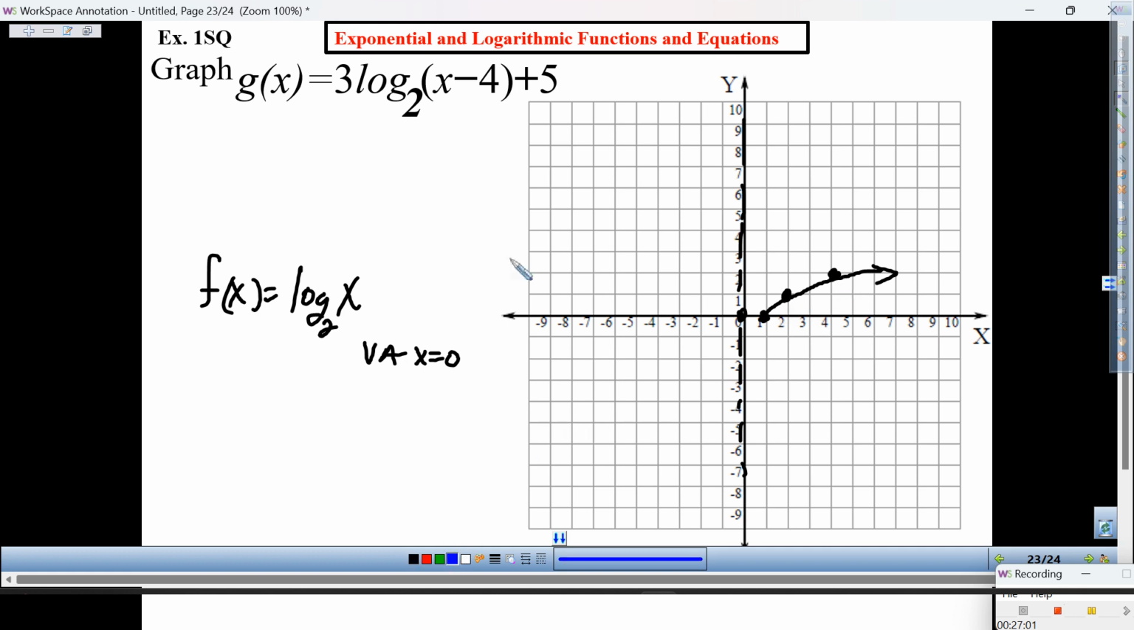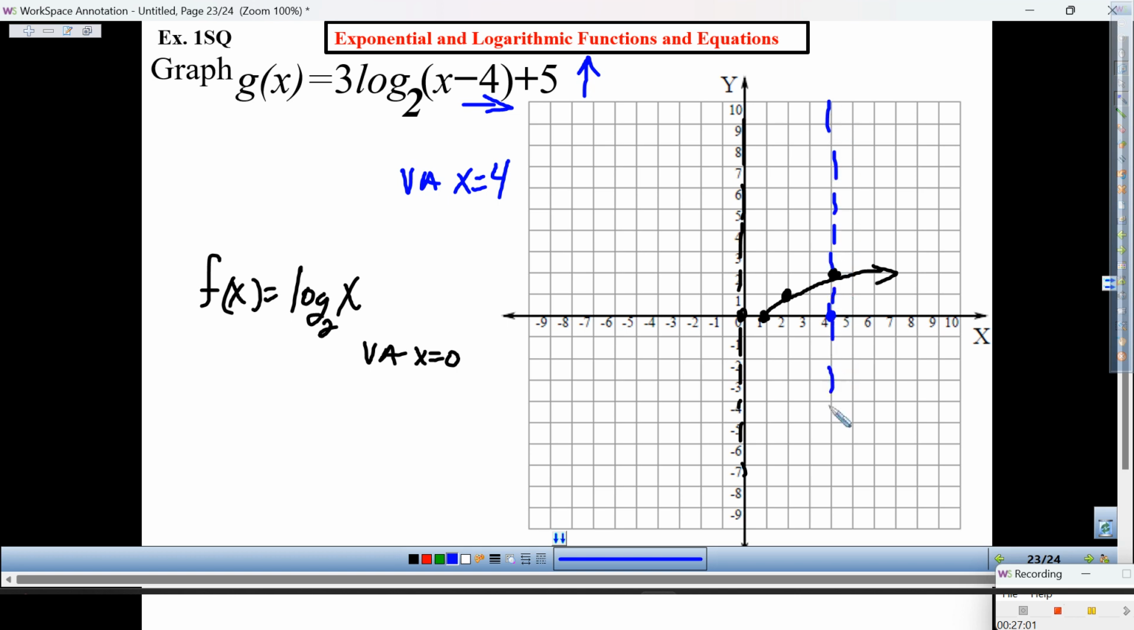All right, so where are we moving this one, everyone? 4 to the what? To the right and 5 up. What is my new VA? x equals what? Caleb. 4. Let's go. Caleb in the house.